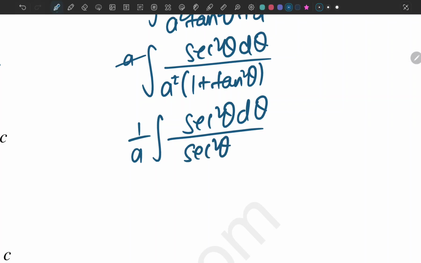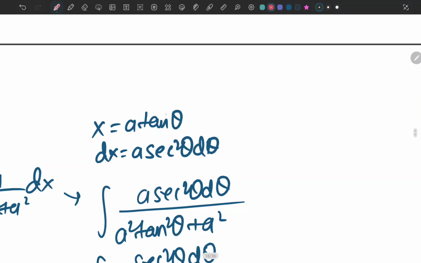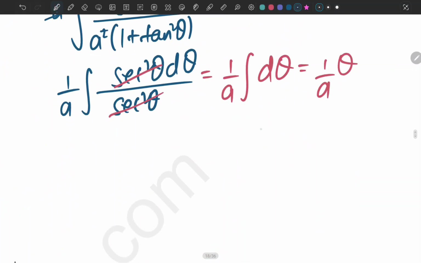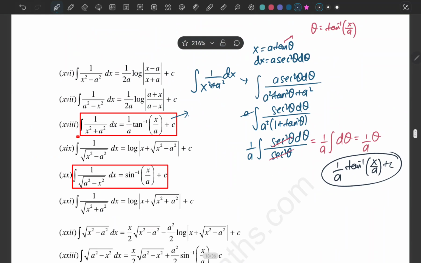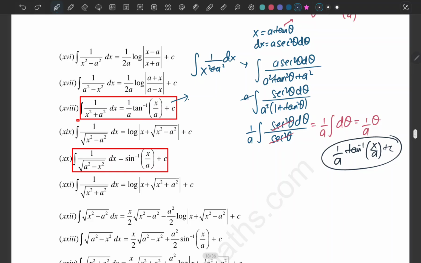I hope you know that. So this cancels out, and 1 over a times the integral of d theta comes out to be 1 over a times theta. What was theta from here? Theta comes out to be arc tangent of x over a. Replace, just put theta equals arc tangent of x over a, and that's where we are good to go with our proof. This is what it is. So that's how you can do it with the proper substitution. That's it.